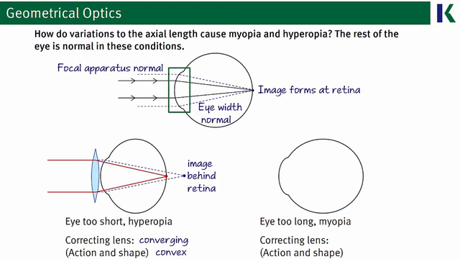Now let's consider what's happening in myopia. The eye is too long and the focal apparatus is normal. Where is the image going to form?